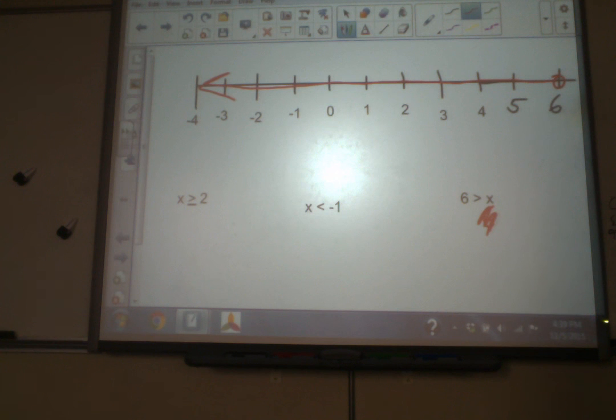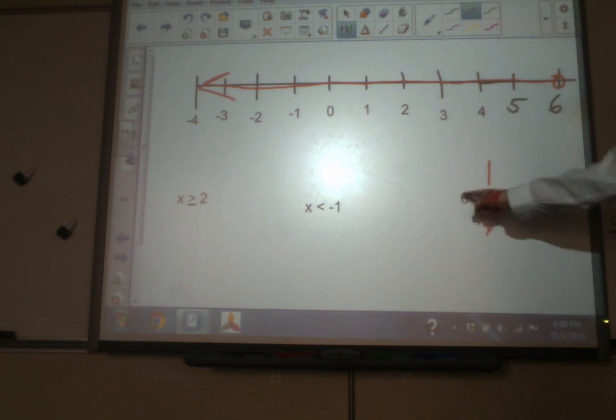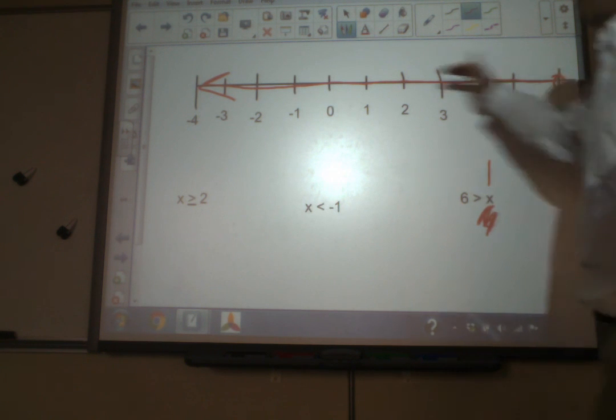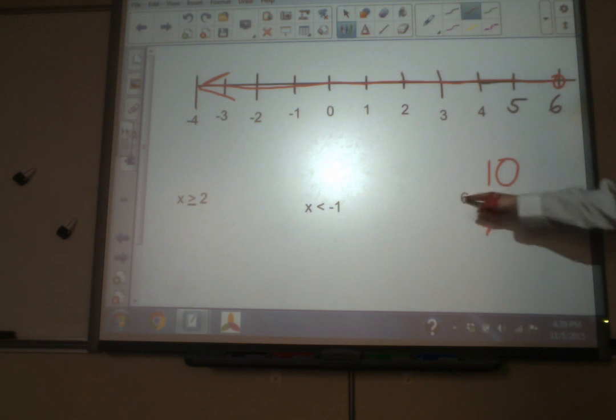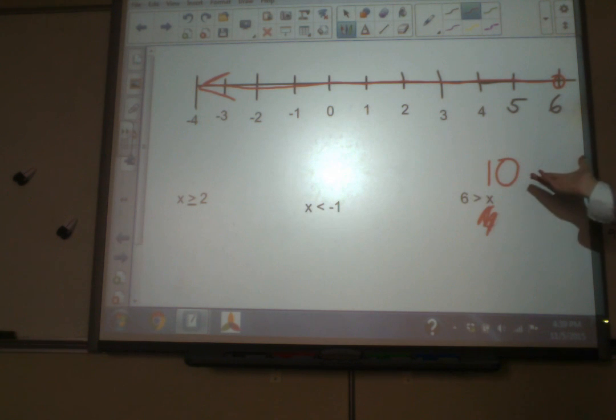If you're not sure, an easy way to check is just pick a number and see if that makes it true or not. So let's pick the number 1. What if we put 1 in here? 6 is greater than 1. Is that true? Yes, it is. Therefore, our arrow should be on this side. What if we had picked 10, or any number that would be to the right of this number line? If we had picked 10, 6 is greater than 10. That's false. Therefore, all the numbers on the right side do not work. That helps us figure out which way the arrows go.